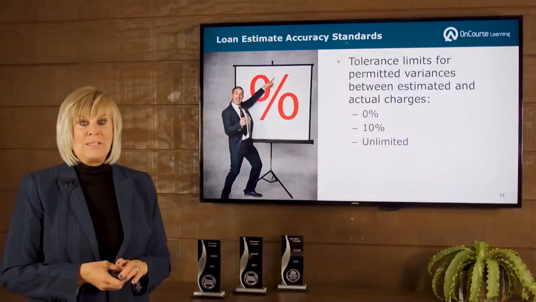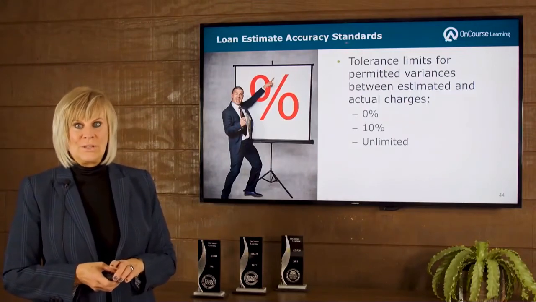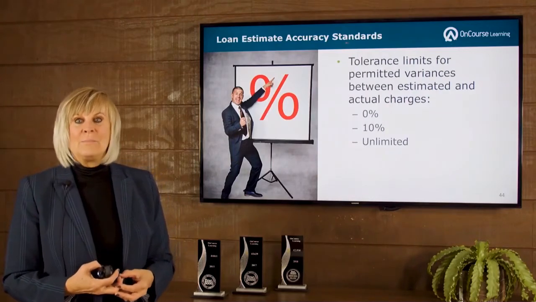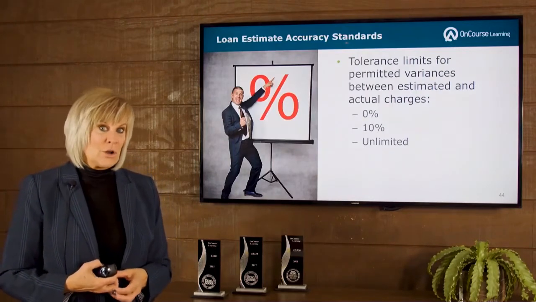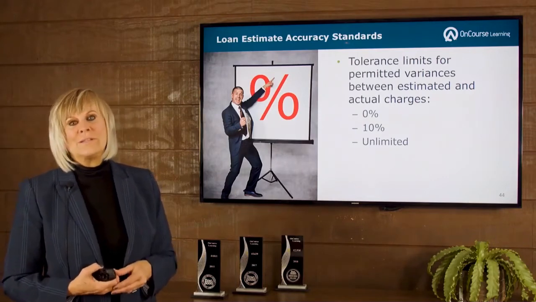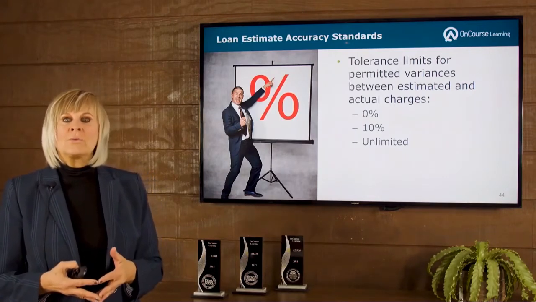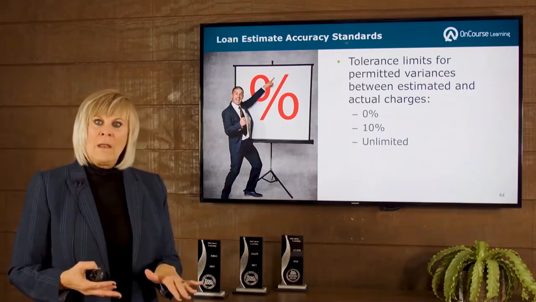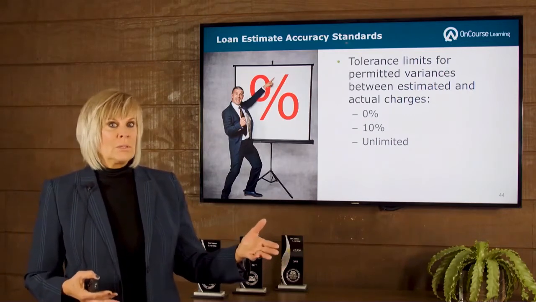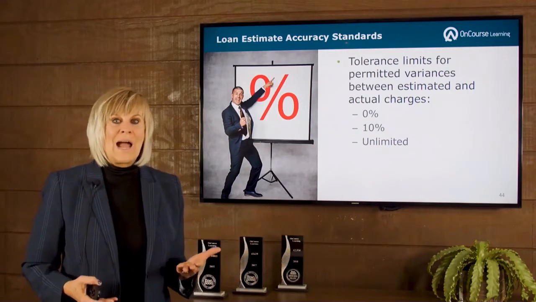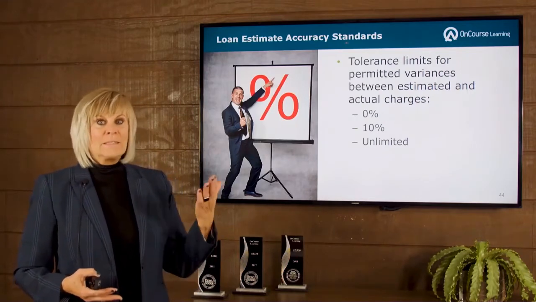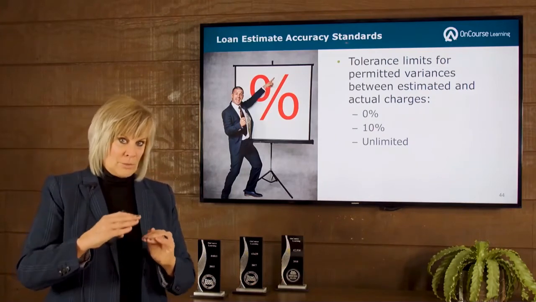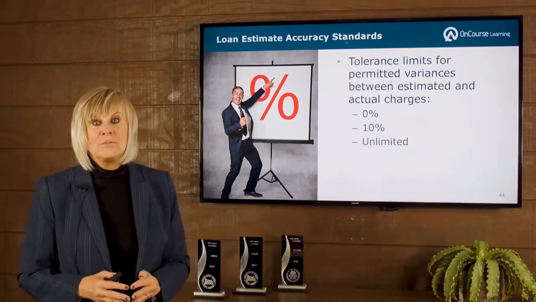Loan estimate accuracy. Let's take a look at the tolerance thresholds. There are limits, or what we call permitted variances, between the estimated and the actual charges under the TRID regulations. Those limits are there so that creditors don't lowball the consumer at the beginning of the loan, and then 40 days later when the borrower goes to the closing table, boom, they're blindsided with high, jacked up closing costs. So we keep things very tight. We have to stay within the tolerance thresholds or you're in violation of TRID.